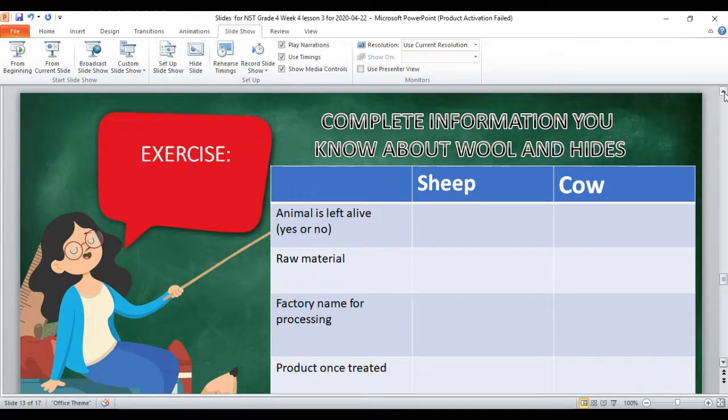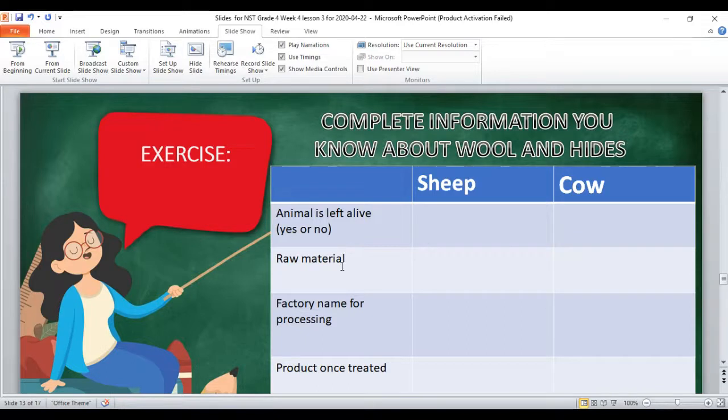Now the first statement on the first column: animal is left alive, yes or no? We come to a sheep. After taking the wool from the sheep, do we leave the sheep alive, or do we kill the sheep? We come to the cow. If you need hide from the cow, do we have to kill it or do we leave it alive? Here you only indicate yes or no on the first row. Now the second row is the raw material.